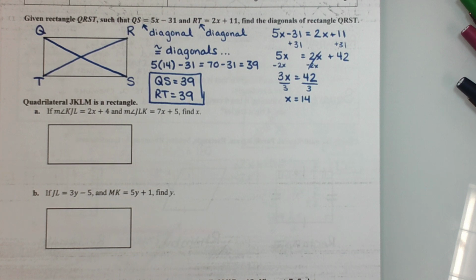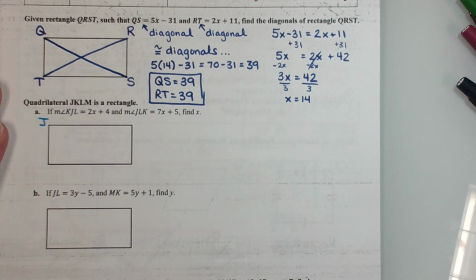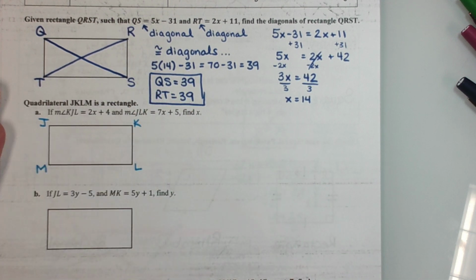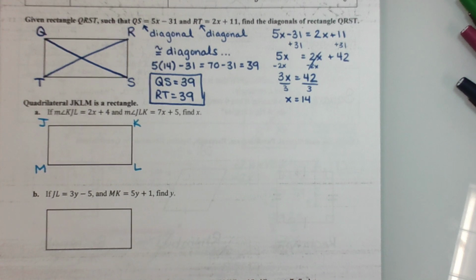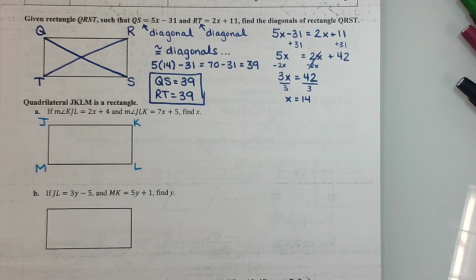Quadrilateral JKLM is a rectangle. Okay. I like to put J, the first letter here, and then I go around. K, L, M. The measure of angle KJL. I'm scared. You're fine.